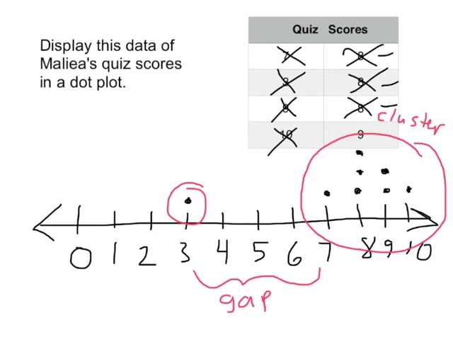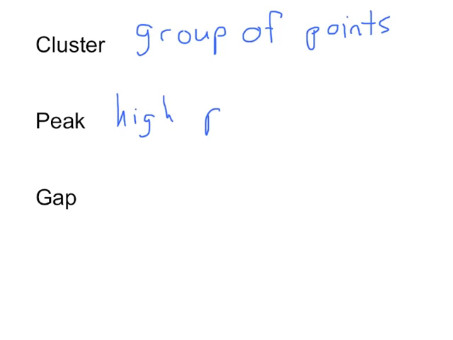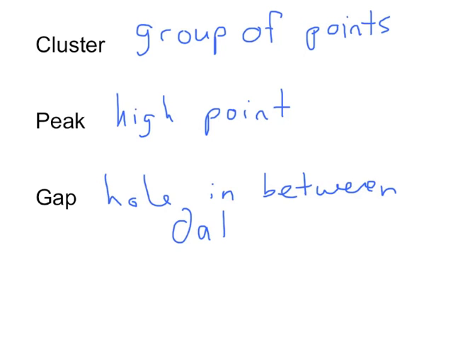And which one did she have the most? Well, it's pretty easy to see. That was the 8. It has a higher stack of data points. And because it's the highest, it's called the peak. So clusters are a group of points. The peak is going to be a high point in the data. And then a gap is going to be a hole in between data points.